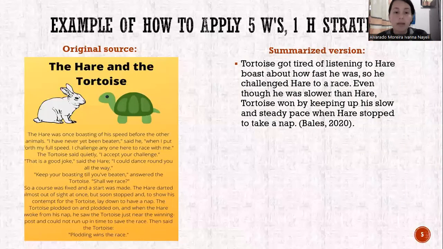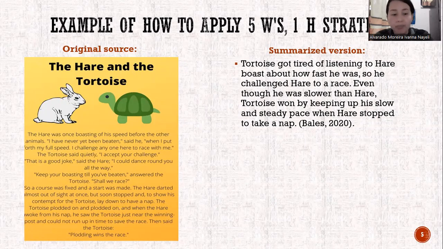Okay, then we have an example of how to apply the 5W1H strategy. Okay, on the left side, we have the original source. The original source is related to a famous fable, The Hare and the Tortoise. Okay, in this case, on the right side, we have the summarized version, applying the 5W1H strategy. Okay, in this case, this strategy focuses on the use of 6 questions.